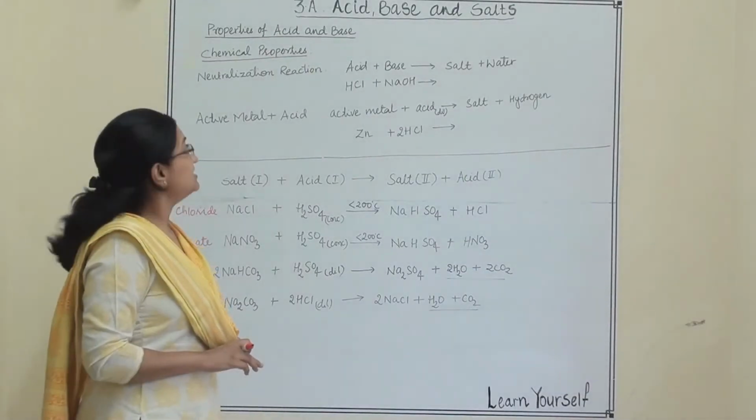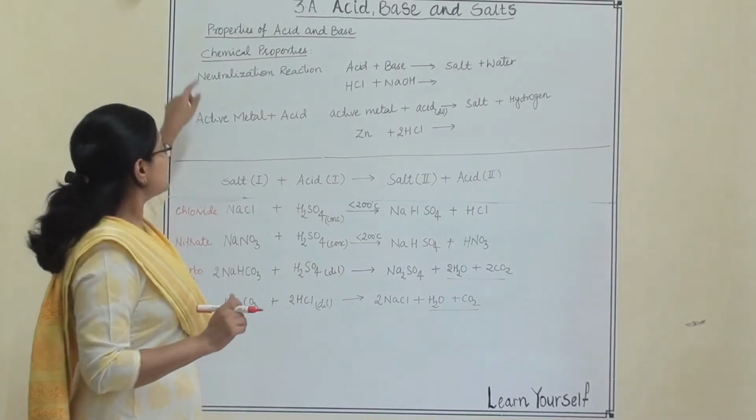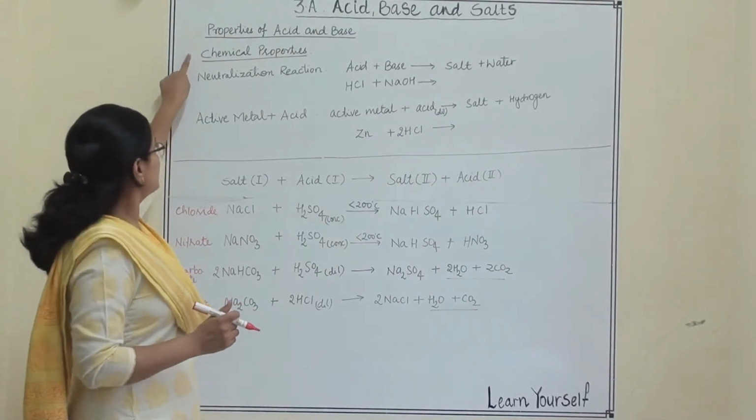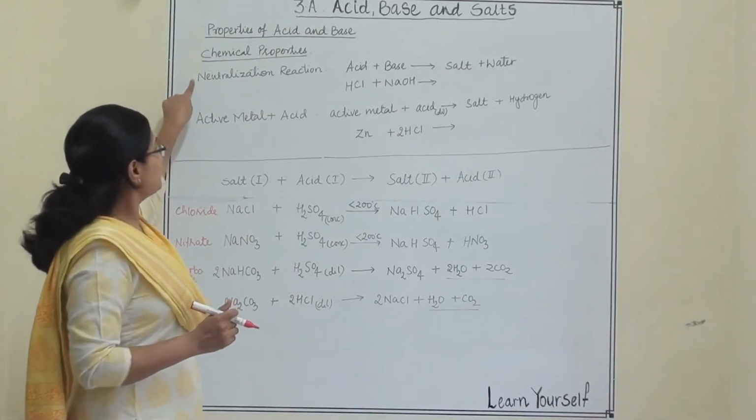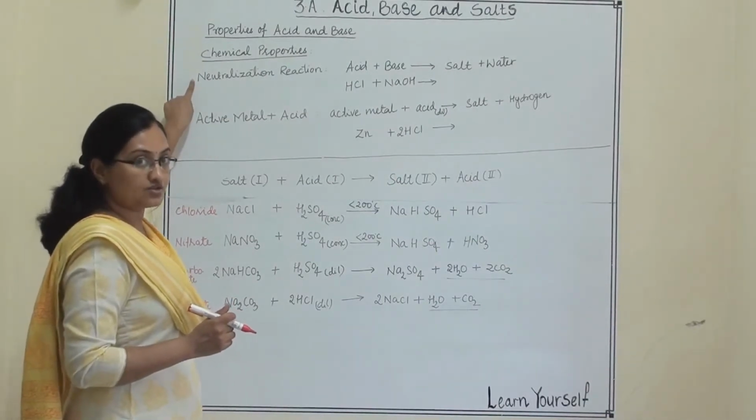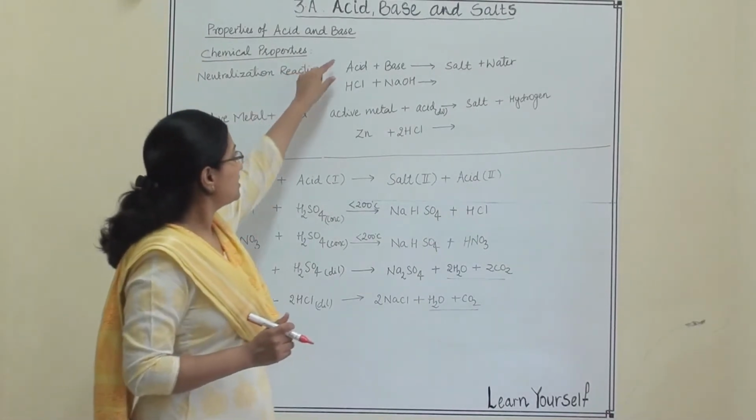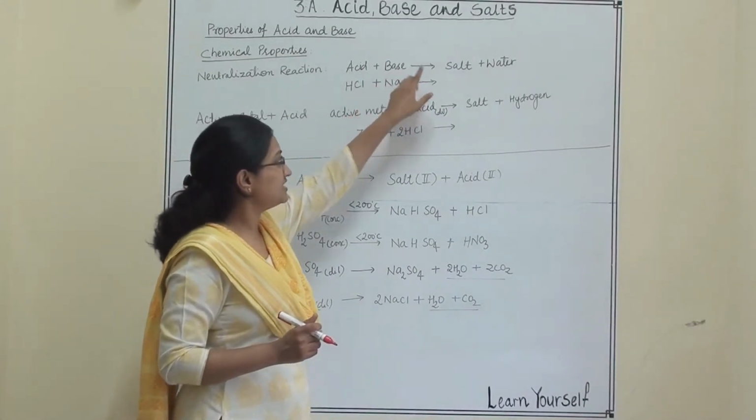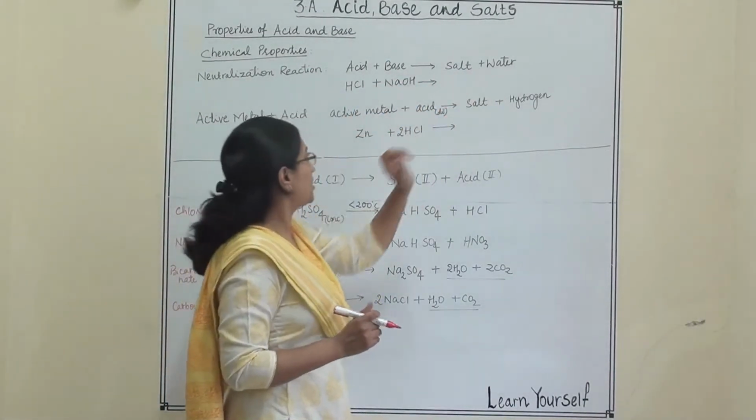Properties of acid and base. We'll start from chemical properties. So the first reaction we will see is the neutralization reaction. What is a neutralization reaction? When acid reacts with base, it gives us salt and water.